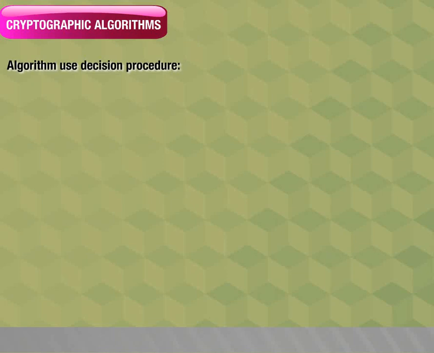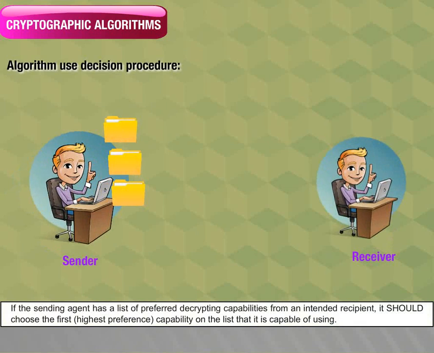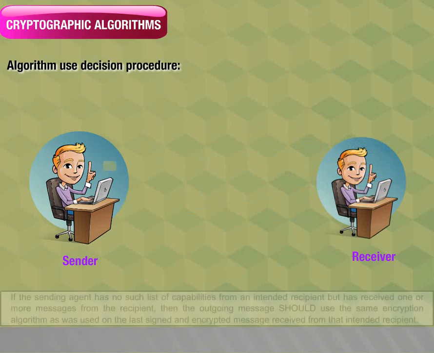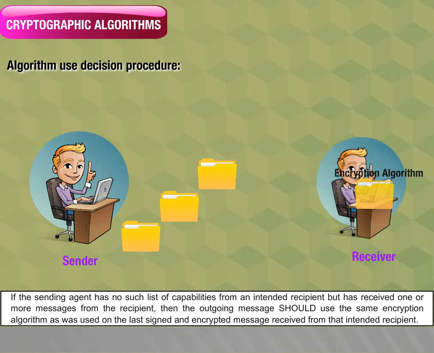Algorithm use decision procedure. If the sending agent has a list of preferred decrypting capabilities from an intended recipient, it should choose the first, that is the highest preference capability on the list that it is capable of using. If the sending agent has no such list of capabilities from an intended recipient but has received one or more messages from the recipient, then the outgoing message should use the same encryption algorithm as was used on the last signed and encrypted message received from that intended recipient.